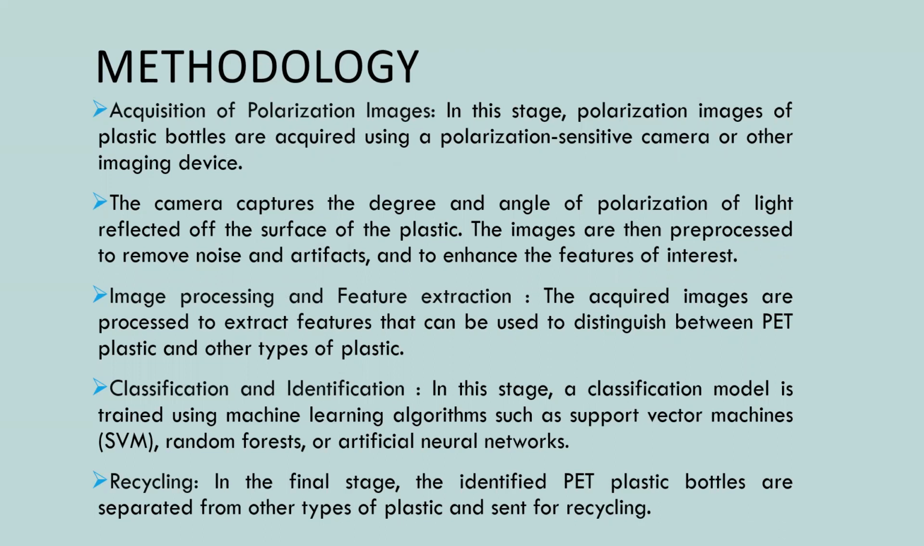The second method is image processing and feature extraction. The images are processed to extract features that can be used to distinguish between PET plastic and other types of plastic. The third method which we have used is classification and identification. In this stage, a classification model is trained using machine learning algorithms such as support vector machine, random forest, or artificial neural network. The fourth method which we have used is recycling. In the final stage, the identified PET plastic bottles are separated from other types.